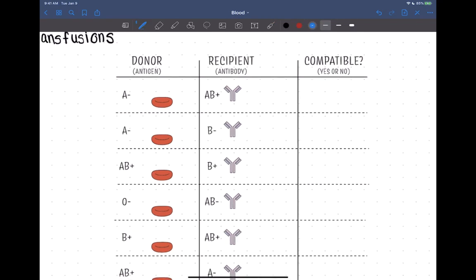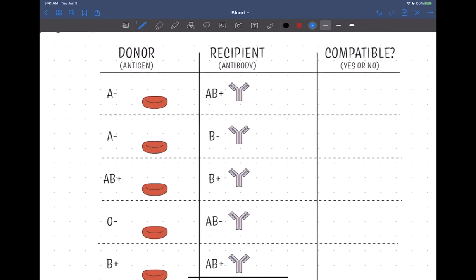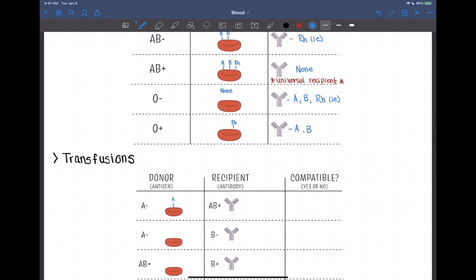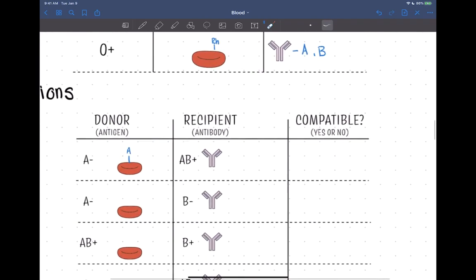Okay, so the way I would think about this, especially when you're starting out, eventually it'll become kind of natural and you'll understand it, is to fill out for each: what are the donor's antigens? So if we're starting with A negative for our donor, the antigens on this cell would be A, and it's negative, so there's not an RH on there. The individual with AB positive blood, if we look back up at our chart, that's this individual here. What antibodies do they make? They don't make any antibodies. So this person has no antibodies in their blood, so none. Would the antibodies of the recipient attack the antigens on the donor's red blood cells? No, they would not. So this would be a compatible transfusion. So yes, this is compatible.